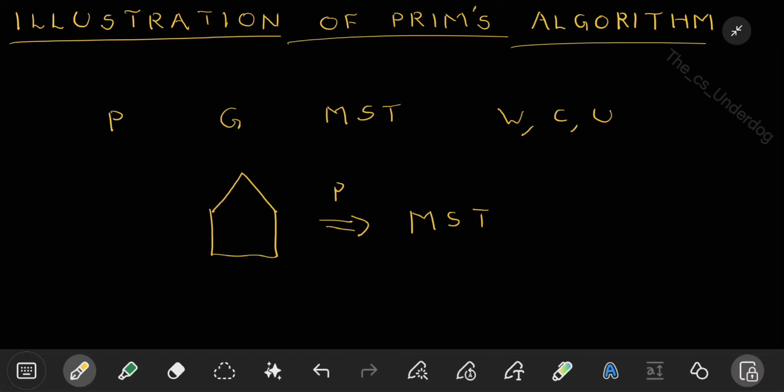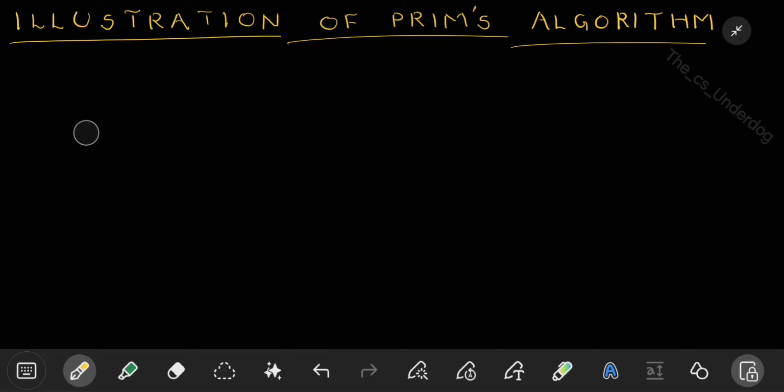Whatever we learned in the last lecture was the process of how to convert it using Prim's algorithm. And here we are going to practically see how we can convert a graph to its corresponding minimum spanning tree. Let us start with this. We'll take a graph and then follow the steps that we learned in the last discussion.